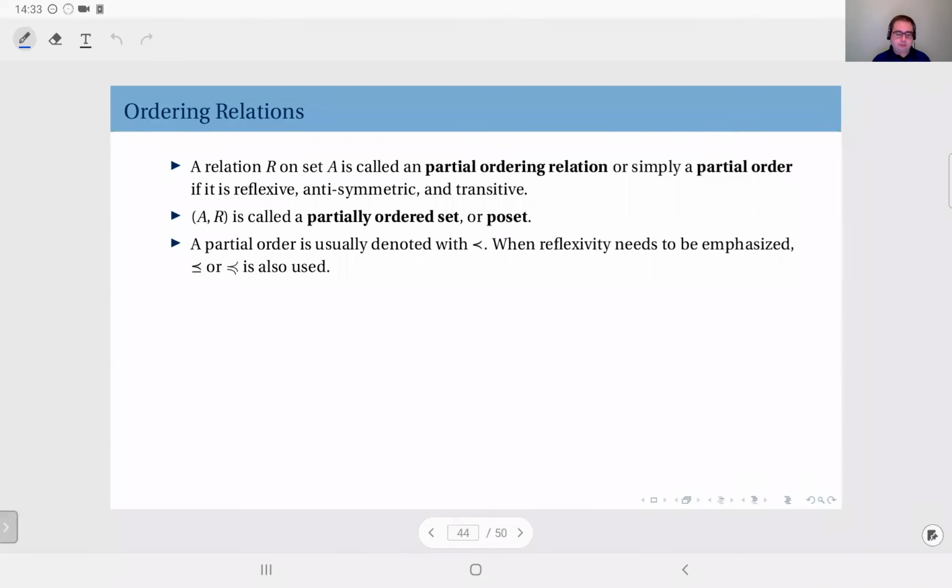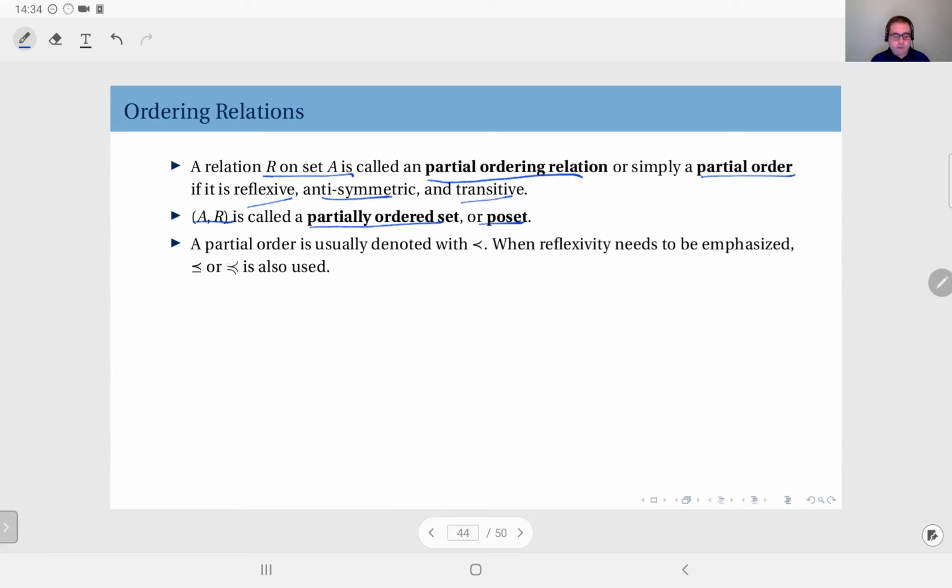Okay, so a relation R on set A is called a partial ordering relation, or simply a partial order, if it is reflexive, anti-symmetric, and transitive. We are going to talk about why we call this partial later on. And this pair, the relation R along with set A that it is defined on, we call a partially ordered set, or poset.